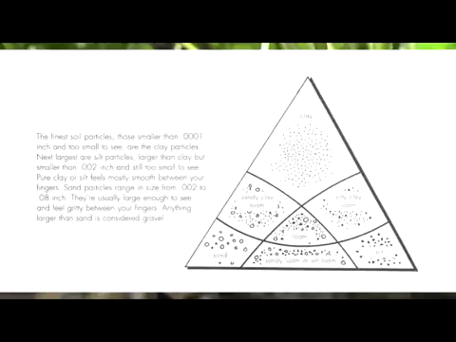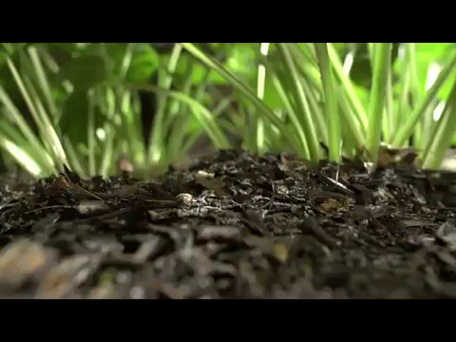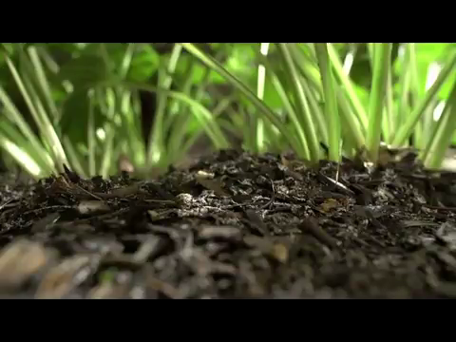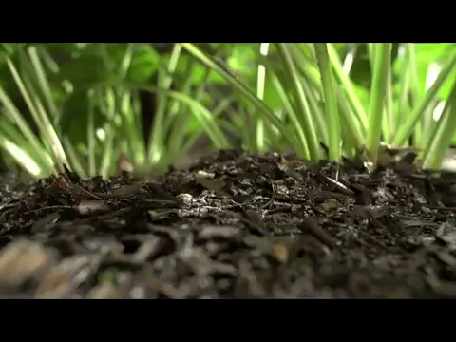In our illustration, we see the finest soil particles, those smaller than 0.0001 inch and too small to see, are the clay particles. The next largest are the silt particles, which are larger than clay, but smaller than 0.002 inch and still too small to see. Pure clay, or silt, feels mostly smooth between your fingers. Sand particles range from 0.002 to 0.08 inch. They are usually large enough to see and feel gritty between your fingers. Anything larger than sand is considered gravel.